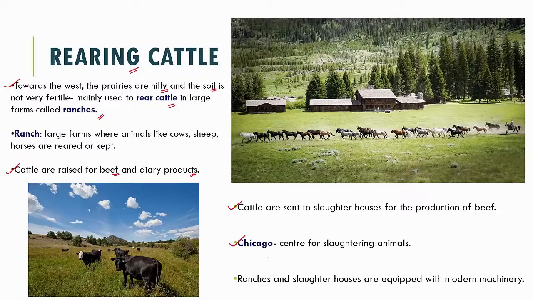Now, if you see this, ranches and slaughterhouses are equipped with modern machinery so that most of the work is easily done. With this, we come to the end of this chapter. Let's do a quick recap of everything about grasslands.